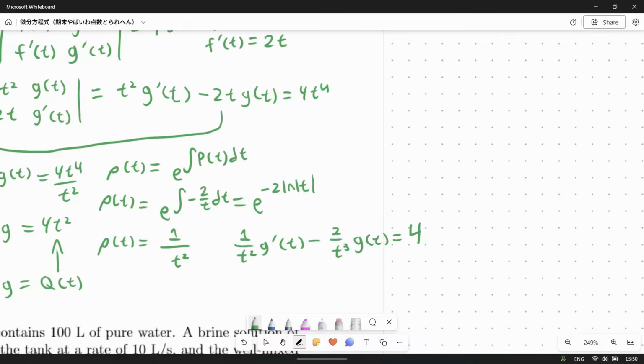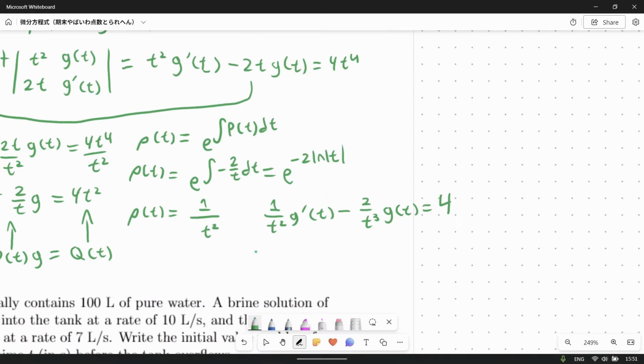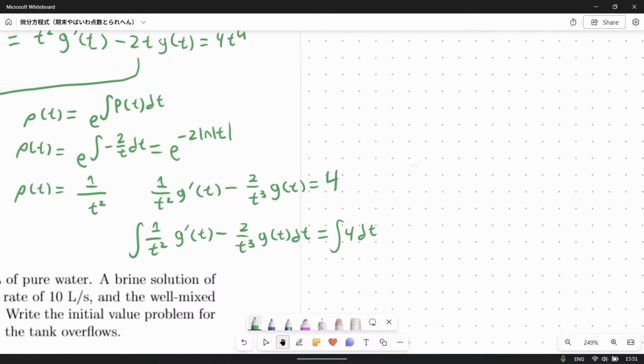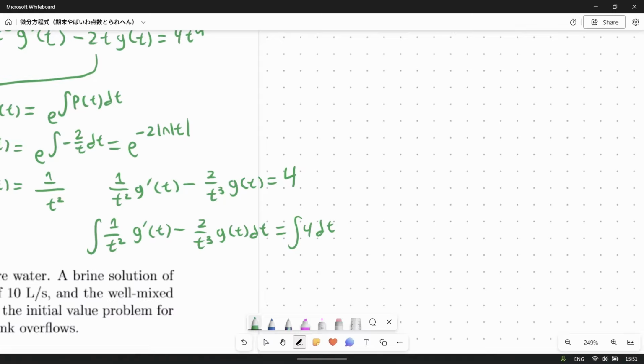So let me give myself a little bit of space. When we do that, you should end up with an equation that looks like the integral of 1 over t squared times g prime of t minus 2 over t cubed times g of t dt is equal to the integral of 4 dt. The right side is trivial. You're just integrating a constant, so this is going to evaluate to 4t. And then the left side is also really easy.